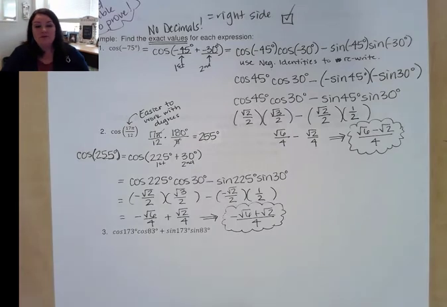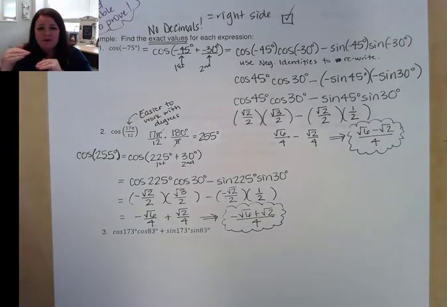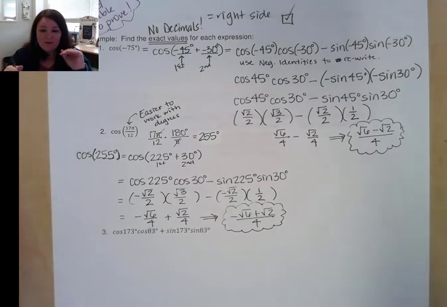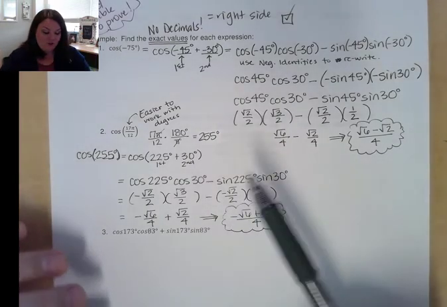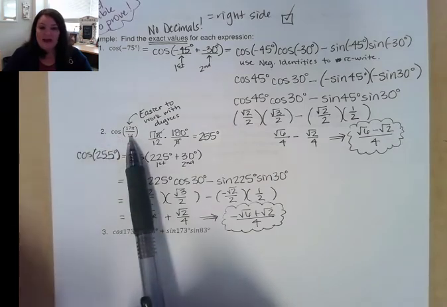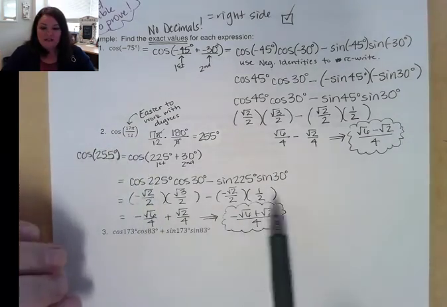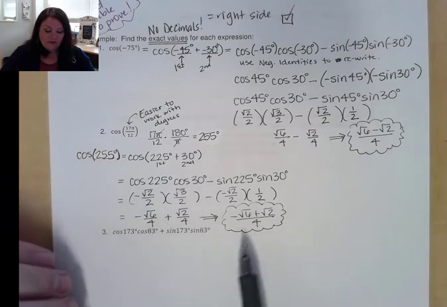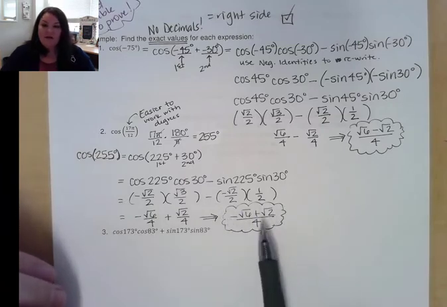Or cosine of 255. All right, so both of these examples, both number 1 and number 2 that we did here, we're showing how to take cosine of an angle and expand it using one of those formulas so that we could get an exact answer.